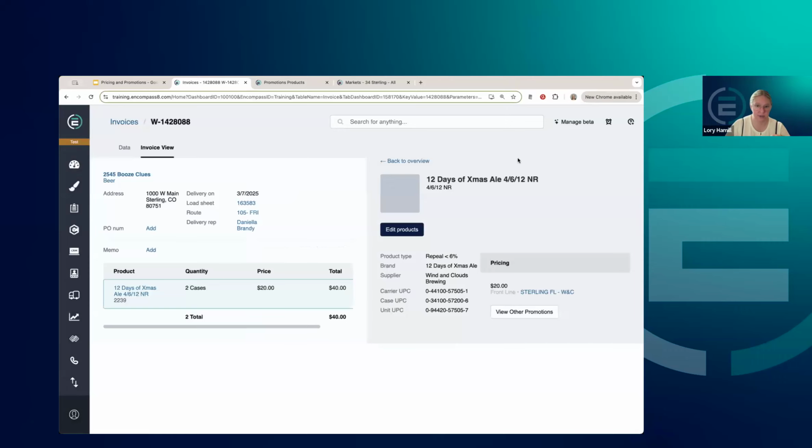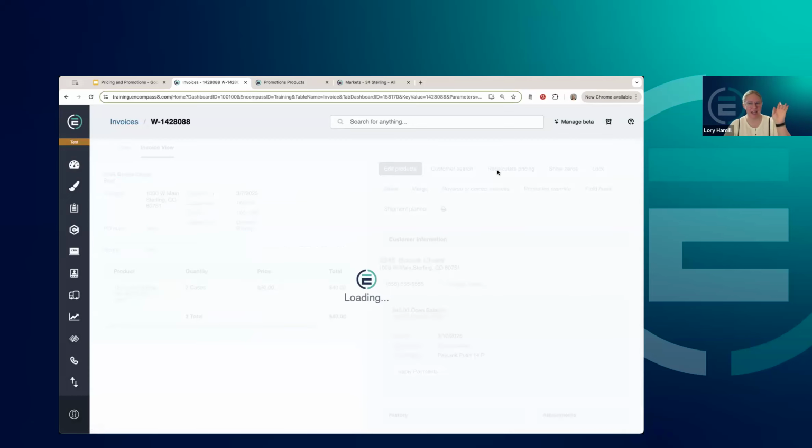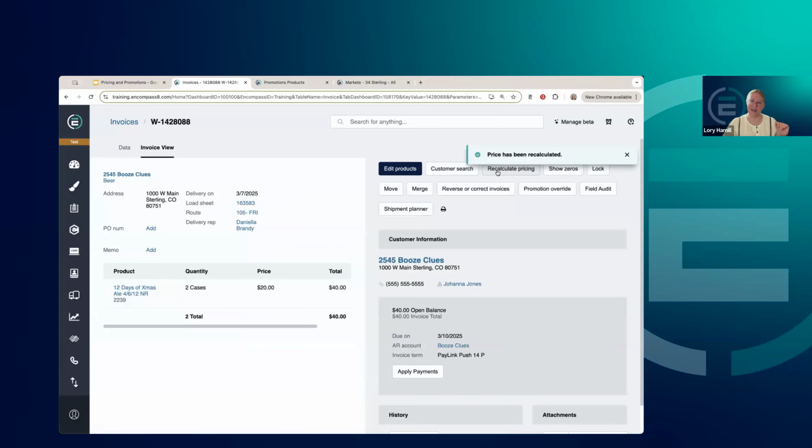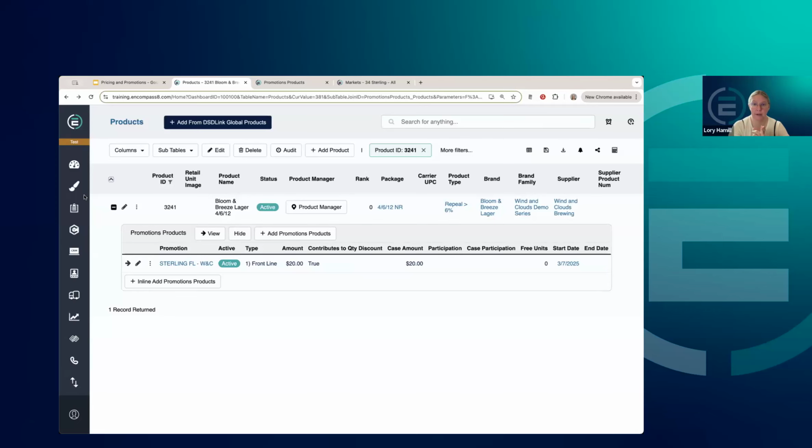And if you are not using the new invoice view, I 10 out of 10 recommend, because I described that flow of having to click edit and save to refresh. But oh yeah, we can just recalculate the pricing right here. I don't have to edit and save. I can just click recalculate, and she did it. All right, so at this point, we have reviewed the product. We're going to go back to Bloom and Breeze. There we go. We have reviewed the product, noticed that it was not in a front line because it was new, added it to a front line, and set up the pricing for it.